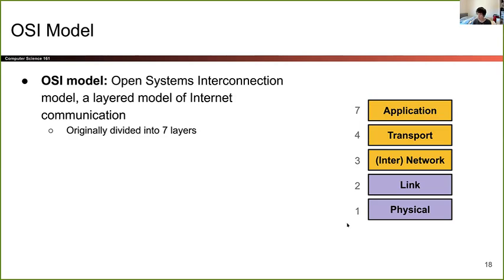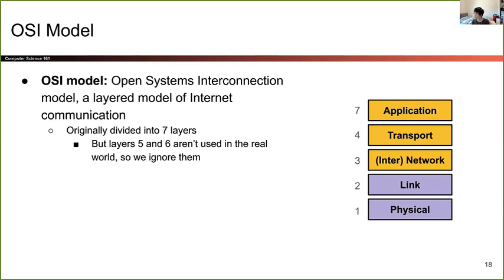You'll notice that it goes 1, 2, 3, 4, 7. That's because there used to be a layer 5 and a layer 6 level, which I believe were called session and presentation respectively. But these really ended up just being theoretical concepts that didn't really see any use in the real world. So we're just going to ignore them for now. You just need to remember 1, 2, 3, 4, and 7.